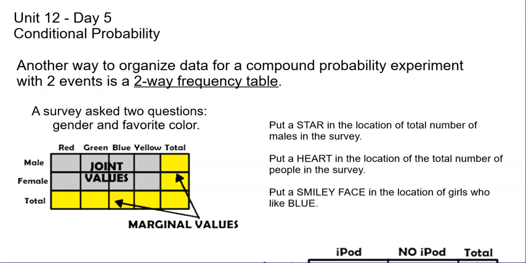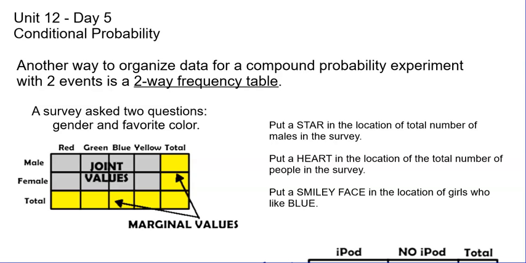All right, day 5, conditional probability. Another way to organize data for a compound probability experiment with 2 different events is a two-way frequency table.